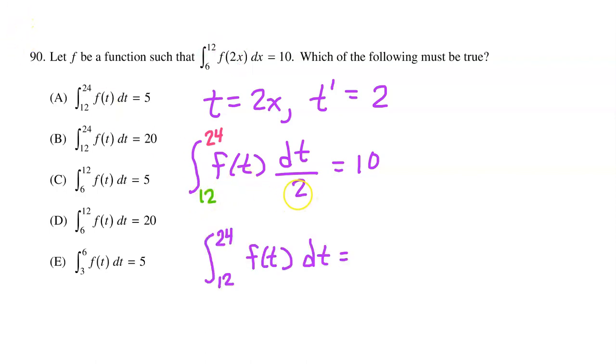Normally, we would take this 2 and put it out in the front as a 1/2. None of the answer choices have a 1/2 in the front. So instead, let's multiply both sides of the equation by 2 to get rid of the 2. So we will have equals 20. So the answer is B.